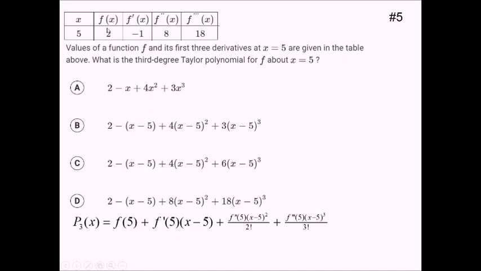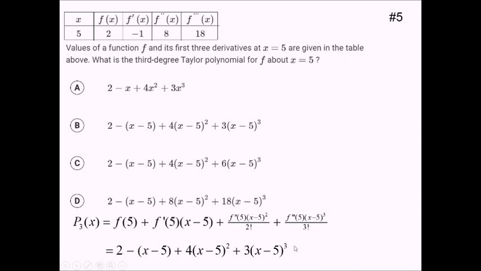Time to plug in some values from our table. F of 5 was just 2 in the table. So we've got 2, and then we're going to have minus 1, or just minus, parentheses, x minus 5. After that, for f double prime, we've got 8. So 8 times x minus 5 squared over 2 factorial, which is going to be 4 if I reduce that. The answer choices are all reduced, so we might as well reduce as we go. And then finally, f triple prime of 5, that's 18. 3 factorial is 6, so 18 over 6 gives us 3 times x minus 5 quantity cubed.